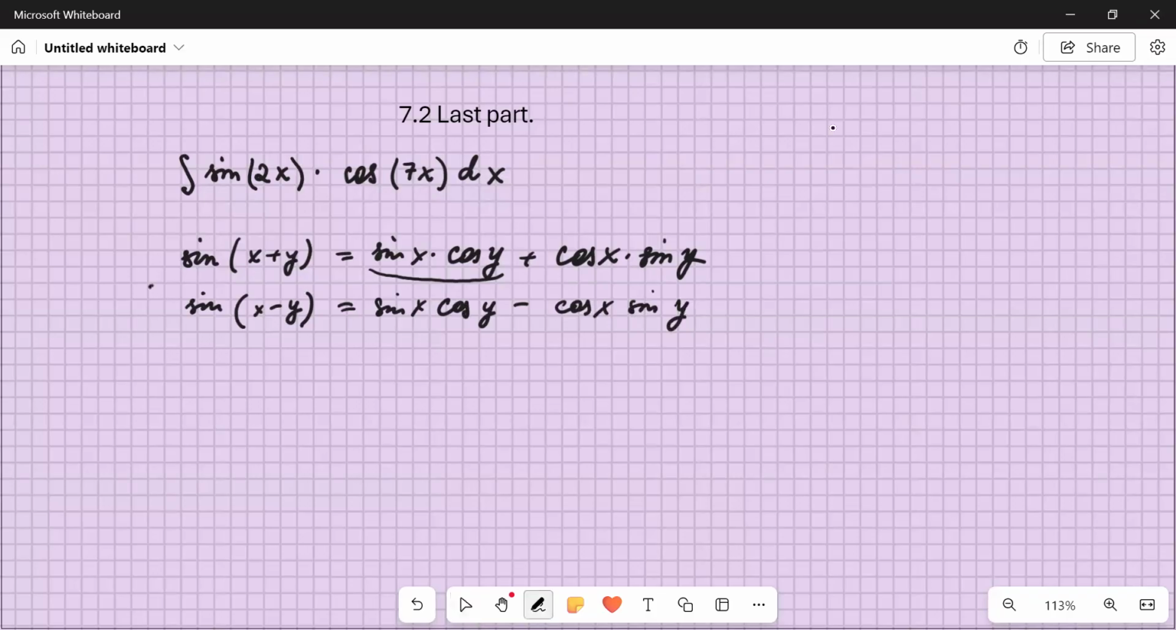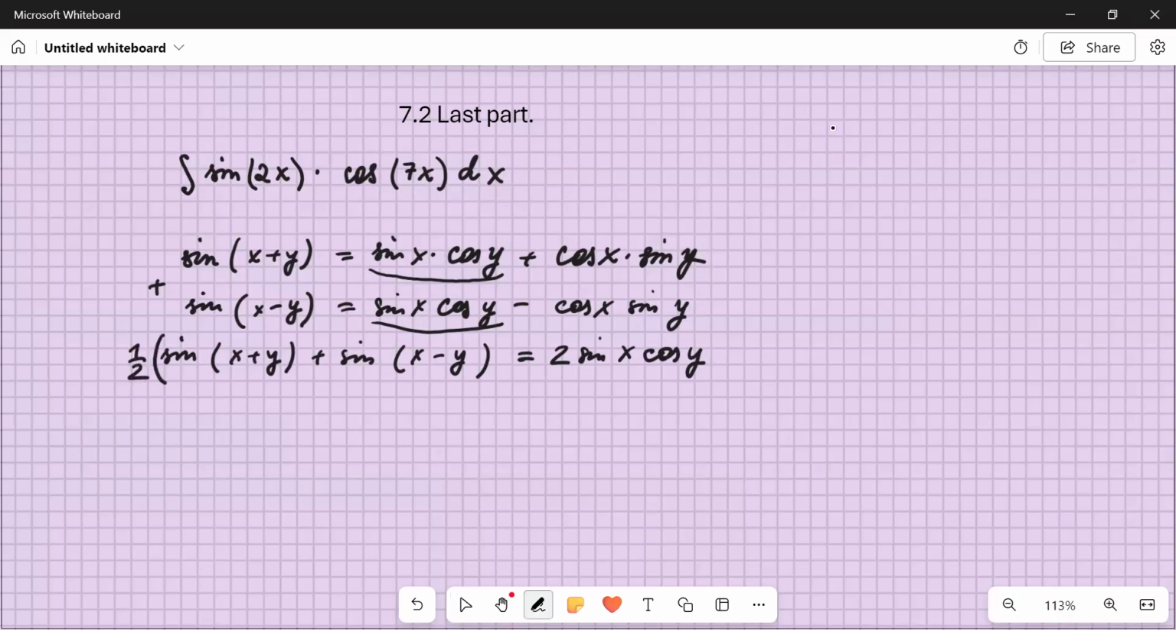Now, if we add these two expressions, what are we going to have? Well, the cosine terms are going to disappear. This term is going to double, and this is going to be just a sum of two sines, sine of x plus y plus sine of x minus y. It's going to be equal to two sine of x cosine of y. Now, to find sine of x cosine of y, we just need to divide this expression by 2. I'm going to put 1 over 2 in front and divide this part by 2. What is that going to give us?